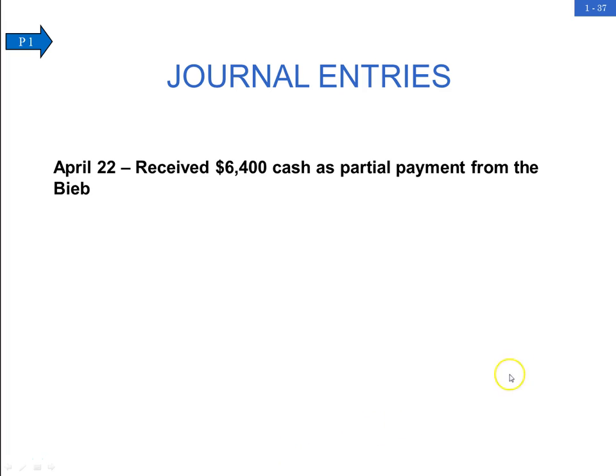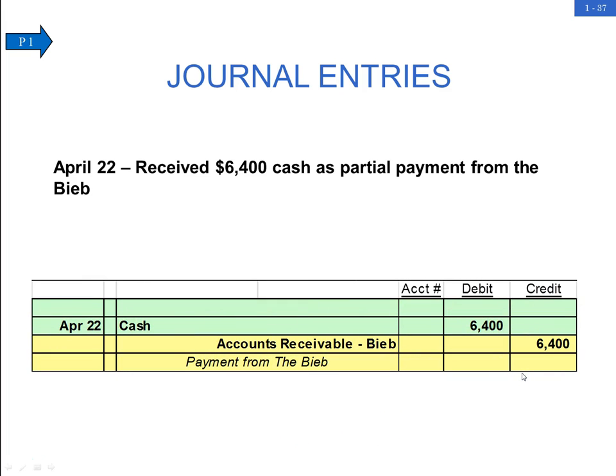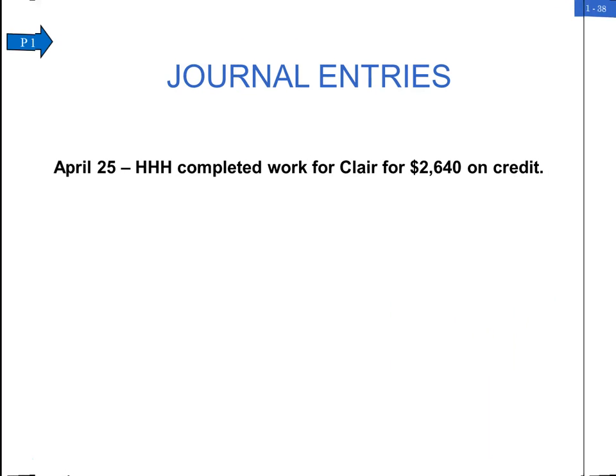And of course, we're receiving cash. We need to show an increase in cash. To show an increase in any asset, we debit it. April 25th, Harriet the Haircutter completed work for Claire for $2,640 on credit, right? Keywords there, completed work.